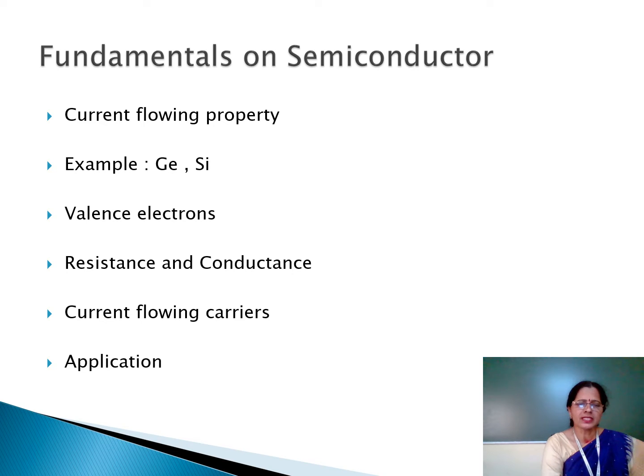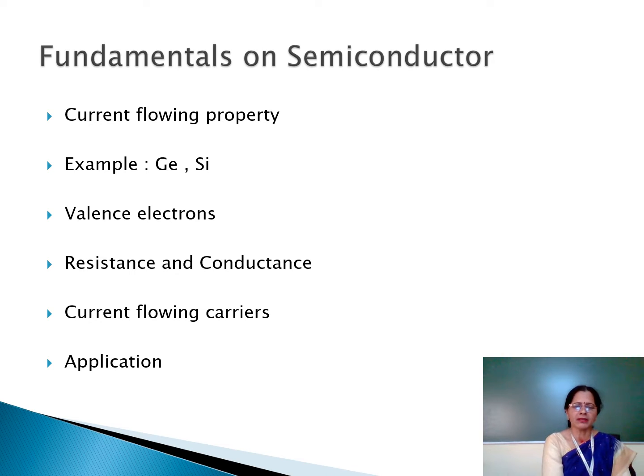Basically, the materials under the semiconductor group all have 4 valence electrons. 4 valence electrons means that if we study the electronic configuration of a semiconductor material, its outer shell carries 4 electrons. Valence electrons means the outermost electrons. And in the case of a semiconductor, we always get 4 valence electrons, whether it is germanium or silicon.